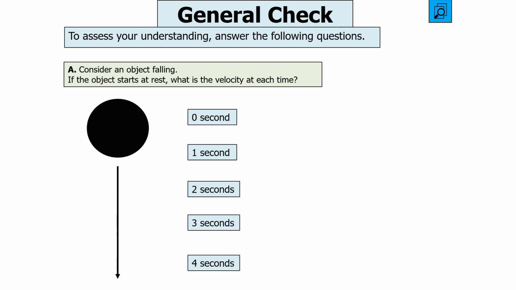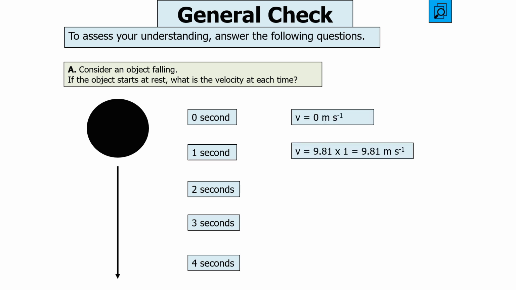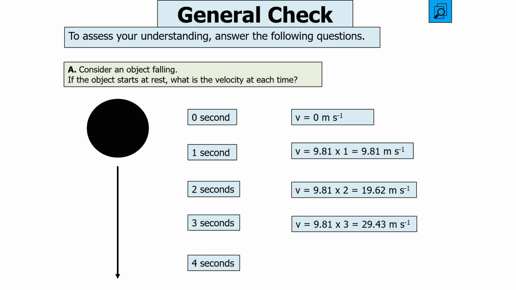Now, what's the object's velocity going to be at 0, 1, 2, 3, and 4 seconds? So pause the video now, then unpause the video when you want to go through your answer. Well, at 0 seconds, it's 0 meters per second. At 1 second, it's 9.81 meters per second. At 2 seconds, it's 19.62 meters per second. At 3 seconds, it's 29.43 meters per second. And at 4 seconds, it's 39.24 meters per second.